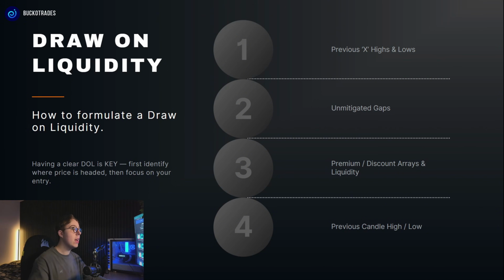Number 3 is premium discount, a raise, and liquidity. So literally pull a fib from the high to the low of the dealing range. And if we're in a premium, mark out your discounted liquidity, discounted fair value gaps, order blocks. The way that I like to find premium discount is previous higher time frame quarter's range.